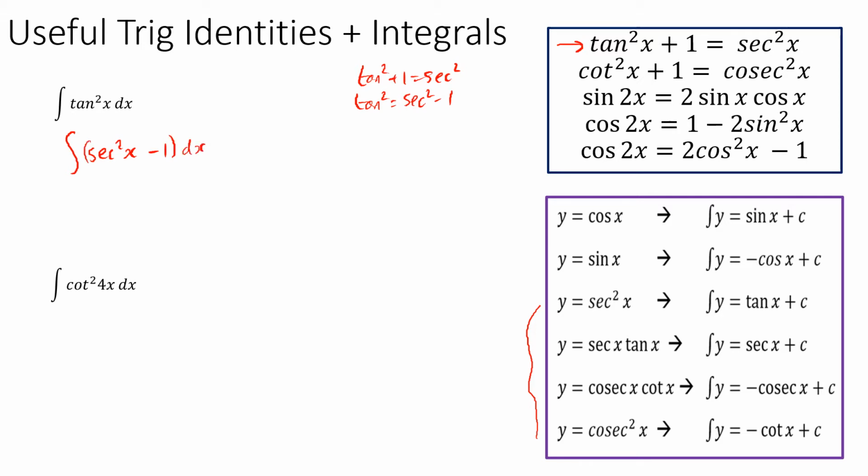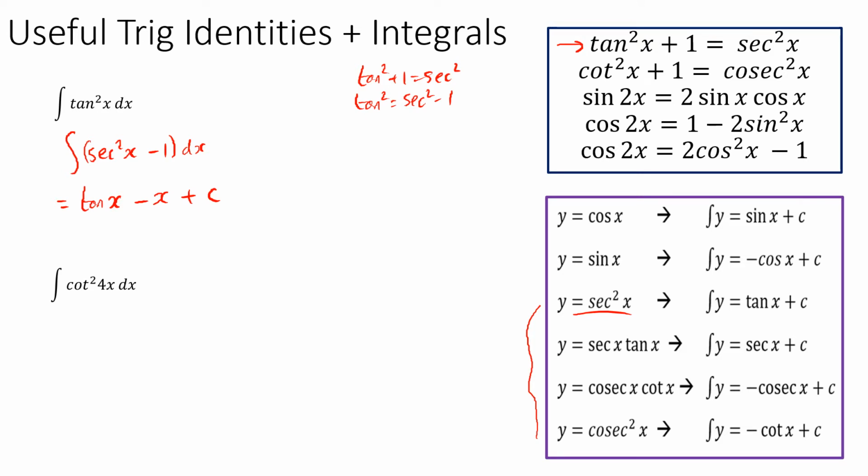And why is that useful? Well, because sec squared is something that integrates, and 1 is something that integrates. Sec squared, according to this, goes to tan x, and minus 1 obviously just goes to x. And don't forget the plus c. So yeah, that's the idea. We swap it from something we can't integrate into something we can, and then we integrate it.